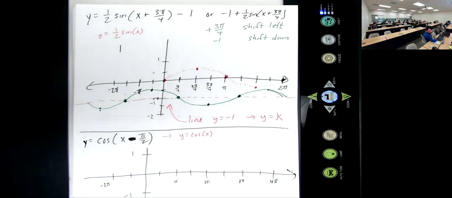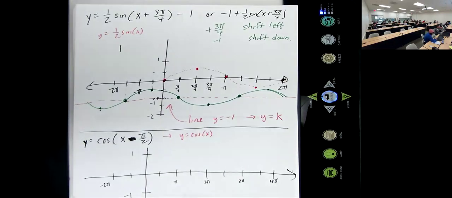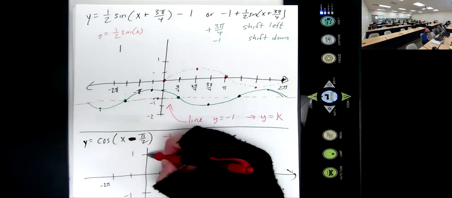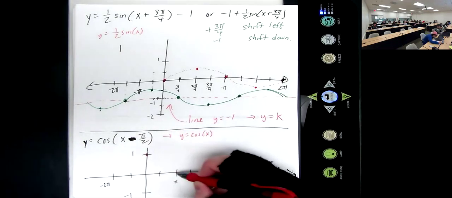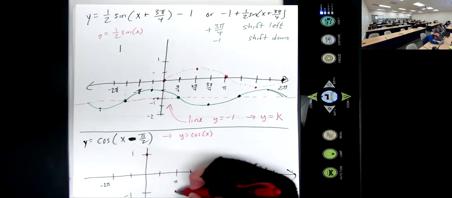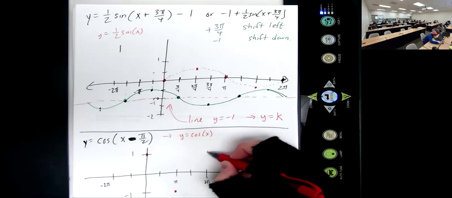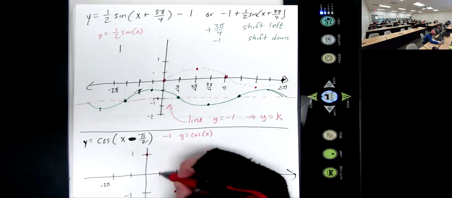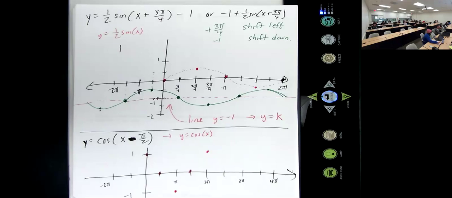No shifting or anything like that, no up or down change. So high, medium or low to start? Cosine always starts high. So my base points: at pi, it's down at the bottom, and at 2 pi, it's back up at the top. The midpoints, it's there.